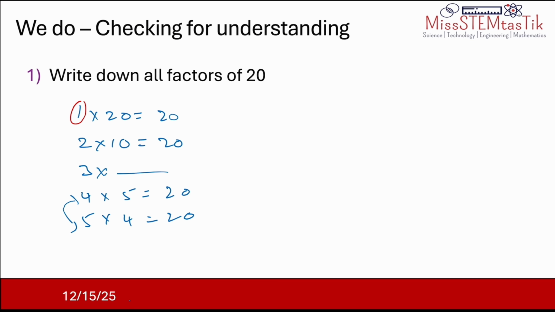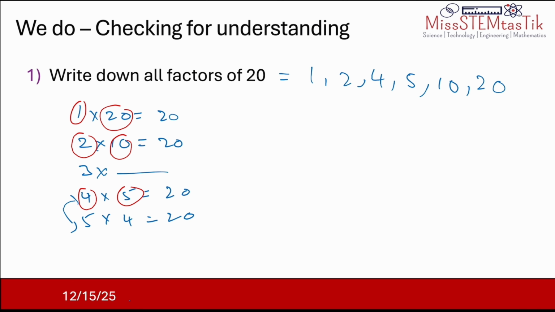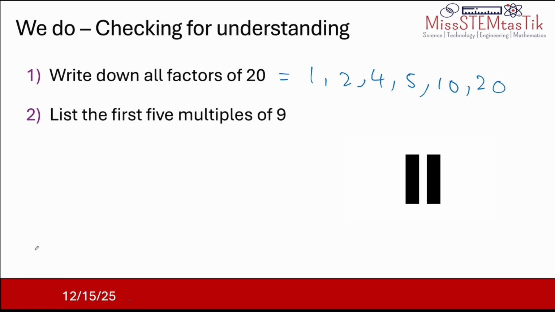And since 5 times 4 is the same as 4 times 5, we will stop there. Let's highlight all the factors: 1, 20, 2, 10, 4, and 5. And we can just write them out in a row at the top. So 1, 2, 4, 5, 10, and 20. So I'd like you to pause the screen now and have a go at these questions.